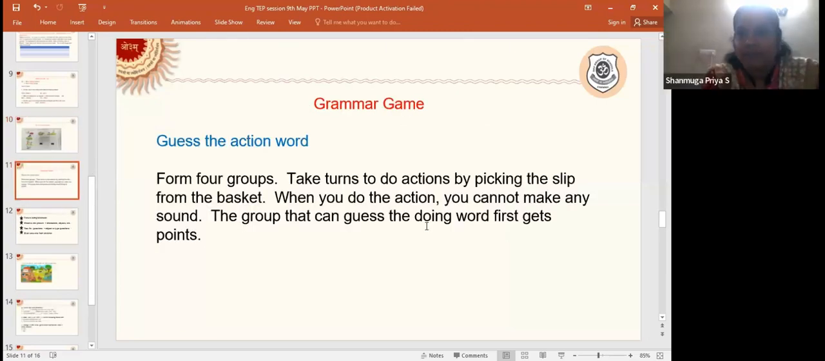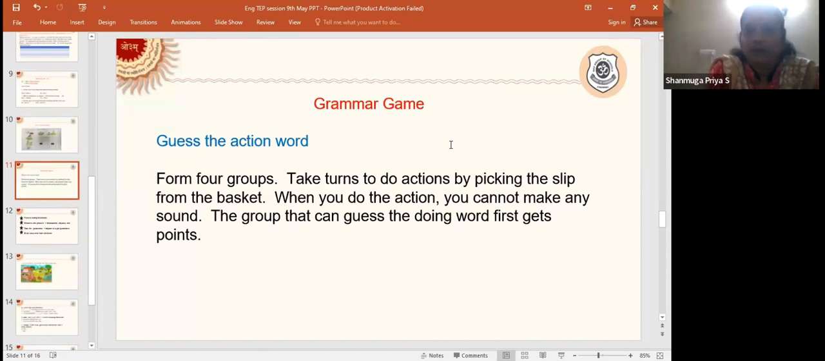So the next thing is we can do some grammar games, like you can ask the children to guess the action word. You can form groups and take turns to do the actions by picking the slip. Maybe the teacher can make some slips with the action words and put them in a bowl or a basket and keep it on the teacher's table. We can split the children into groups, like 4 or 5 groups, and we can call one from each group to pick out a slip.